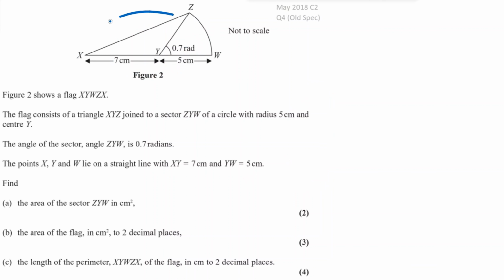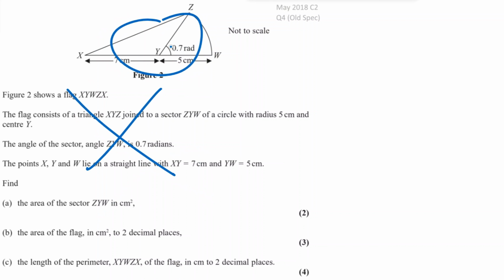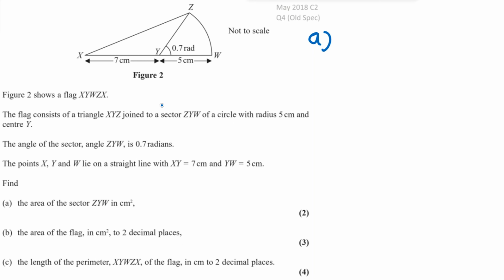There isn't though, so basically we don't even really need to pay attention to this section here. We can only look at the diagram. So we need to find the area of the sector ZYW for part A. So this is the sector ZYW here, and this is a pretty easy question because this is just a sector that we just need to find the area of. Remember that it's not given to you in the formula booklet.